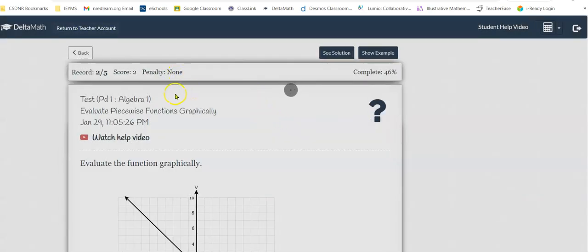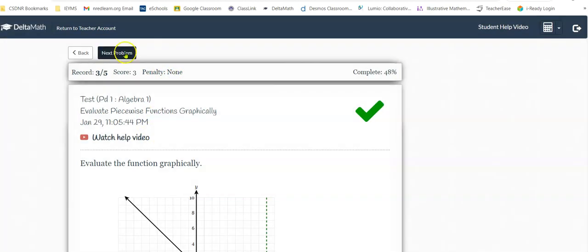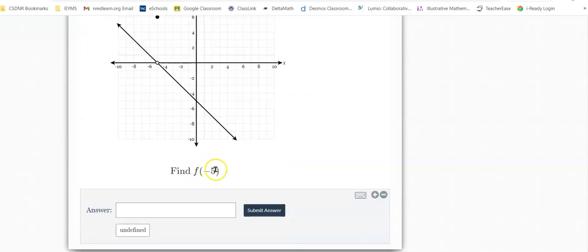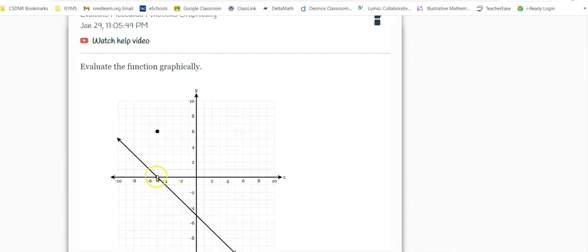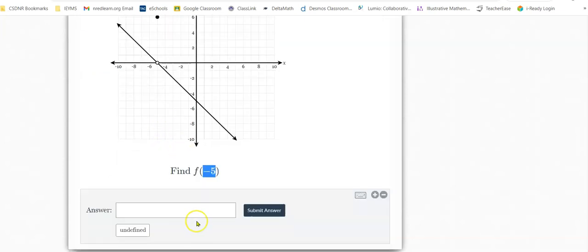Let's see, do they ever ask you to find the input if they're given the output? I wonder. Let's see. Nope, another input. If the input is -5, ooh, look at that. At -5, it's an open dot here. So the answer would be undefined. But when I scan up, I see there actually is another dot. So it's not here. It's undefined here, but it is defined here. So the answer would be 6.